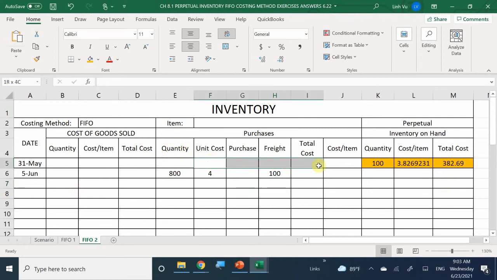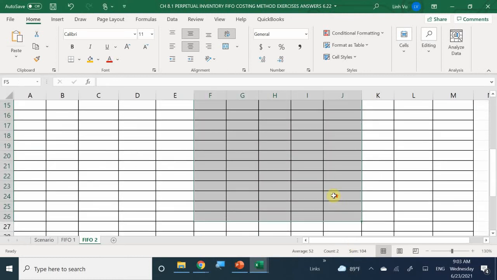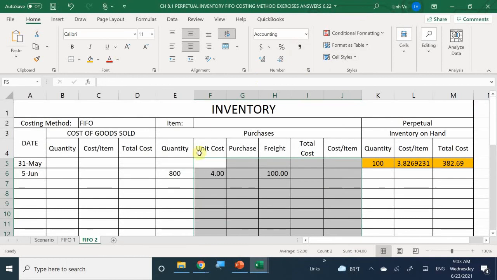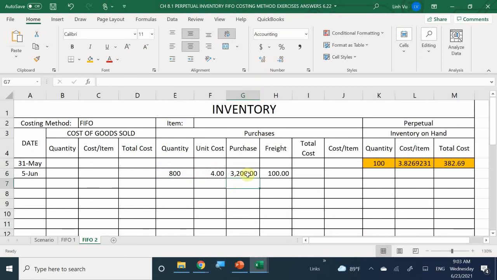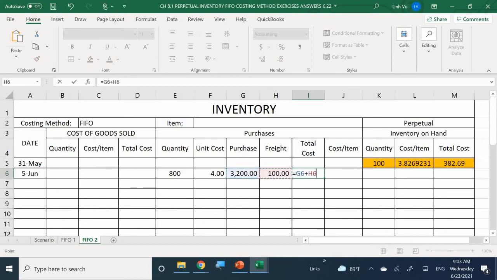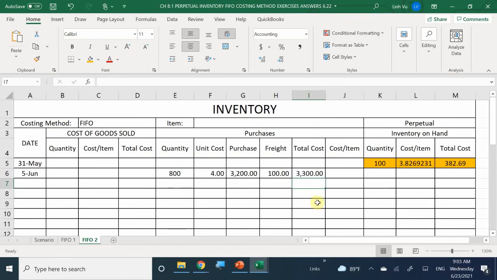In this case, how much is my purchase price? Good. 3,200 plus 100 gives me a total cost of 3,300. So what does that make my cost per item to be? 4.125.